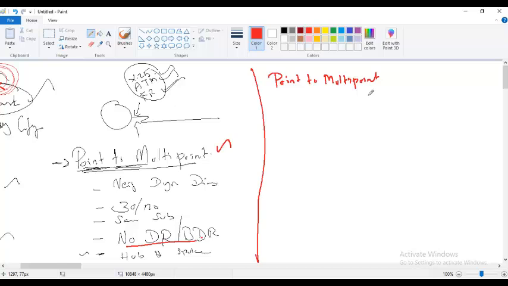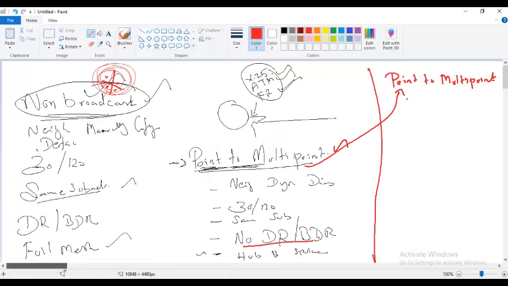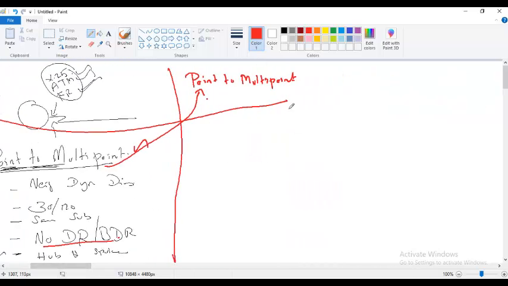Why are you writing the same thing again? No, it's not the same thing. Point to multi-point non-broadcast. It looks like I put the previous two network types together. Yeah, that's what Cisco has done. They came up with this new network type, the third one called point to multi-point non-broadcast. It's one network type.